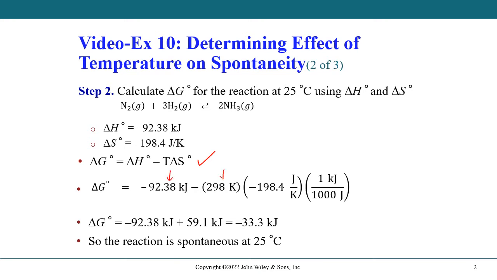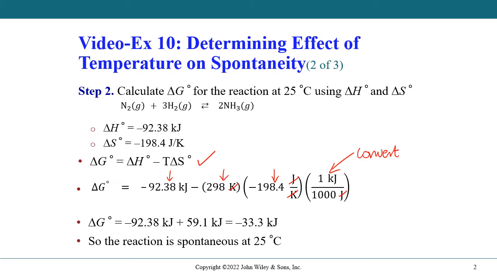The temperature in Kelvin, the delta S value here, but remember we need to convert, very important, to kilojoules so that the units of joules cancel and we're left with units of kilojoules. Okay, so we see that the delta G value works out to be minus 33.3 kilojoules at 25 degrees, and therefore the reaction is spontaneous.